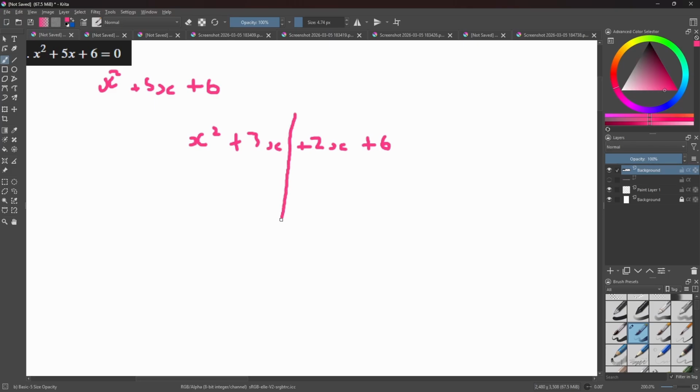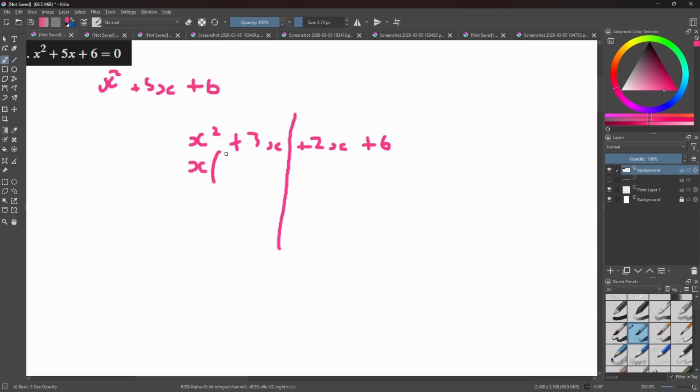Then we can draw a line down. That is a wonky line. Here we find the highest common factor of both these. The highest common factor is x, because we've got x squared here, so we've got an x, and we've got an x here. Imagine there's a 1 here, because x on its own always has a 1. We just don't put that because 1 times x, of course, is x. So the highest common factor is x.